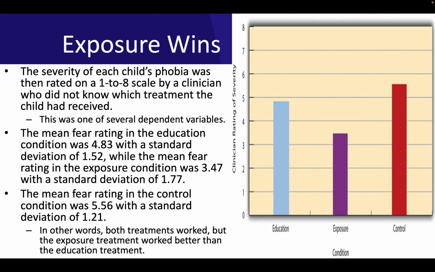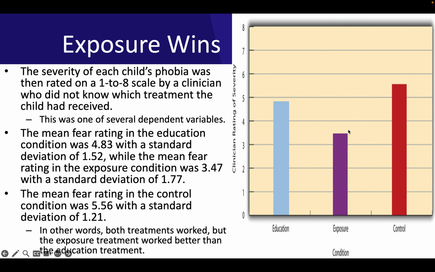The severity of each child's phobia was then rated on a 1 to 8 scale by a clinician who did not know which treatment the child had received. This was one of several dependent variables. The mean fear rating in the education condition was 4.83 with a standard deviation of 1.52, while the mean fear rating in the exposure condition was 3.47 with a standard deviation of 1.77. The mean fear rating in the control condition was 5.56 with a standard deviation of 1.21. In other words, both treatments worked, but the exposure treatment worked better than the education treatment.